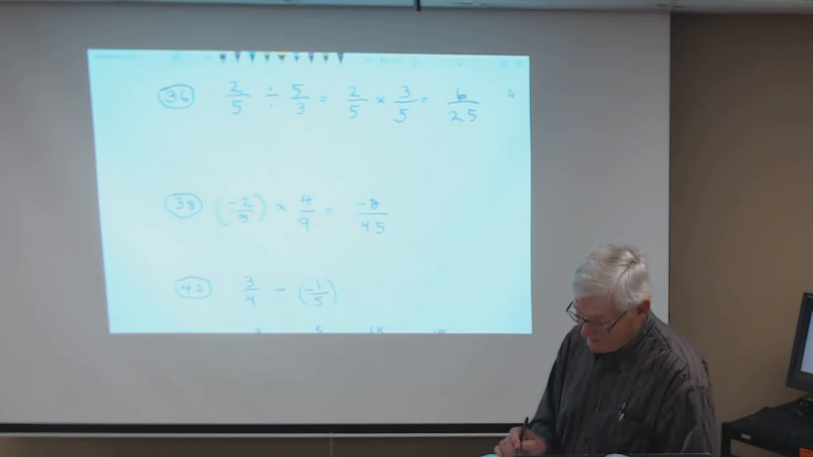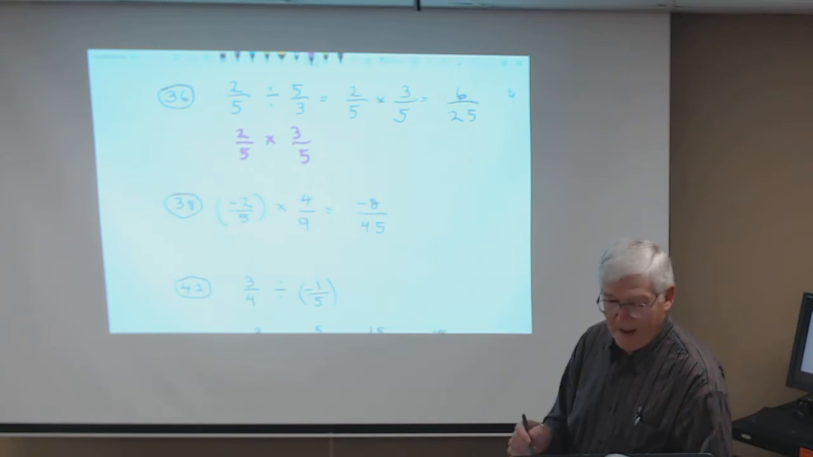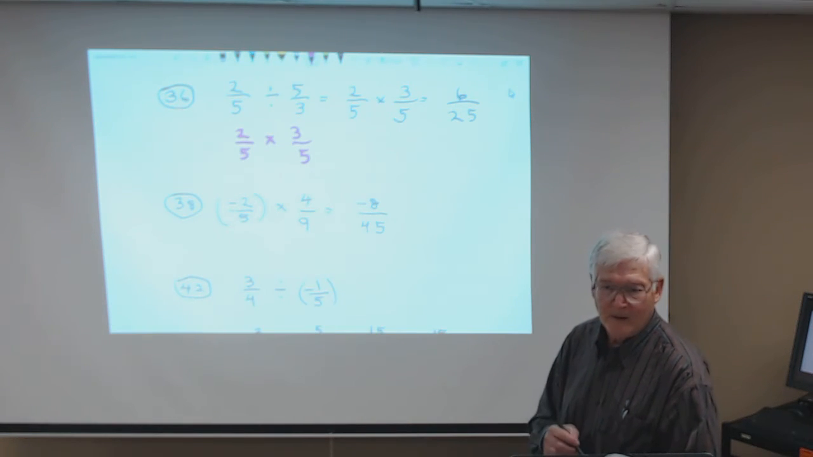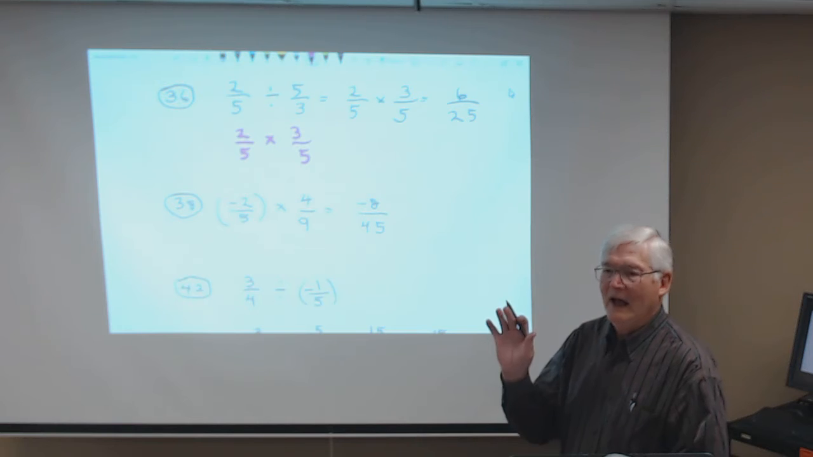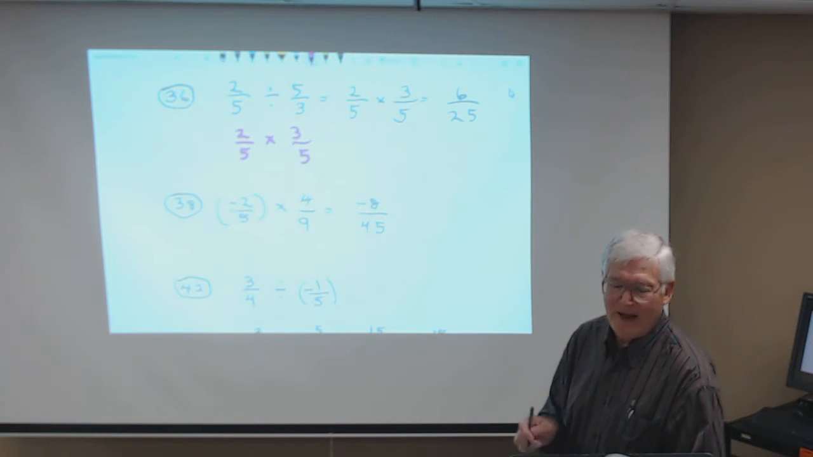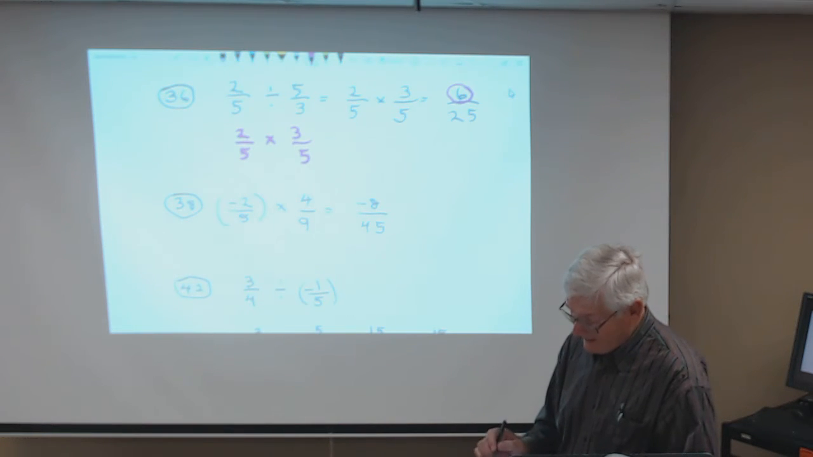2 over 5 divided by 5 over 3 is the same as 2 over 5 times what? 3 over 5. In other words, you take all your division problems and convert them into multiplication problems, but you flip the second number over. You go, why? And I say, because it works. That's why. If you want to know how it works, stay after class and I'll show you how somebody discovered this pattern and just passed it on to the rest of us. So now I have 2 times 3 is 6. 5 times 5 is 25. And the answer is 6 over 25.